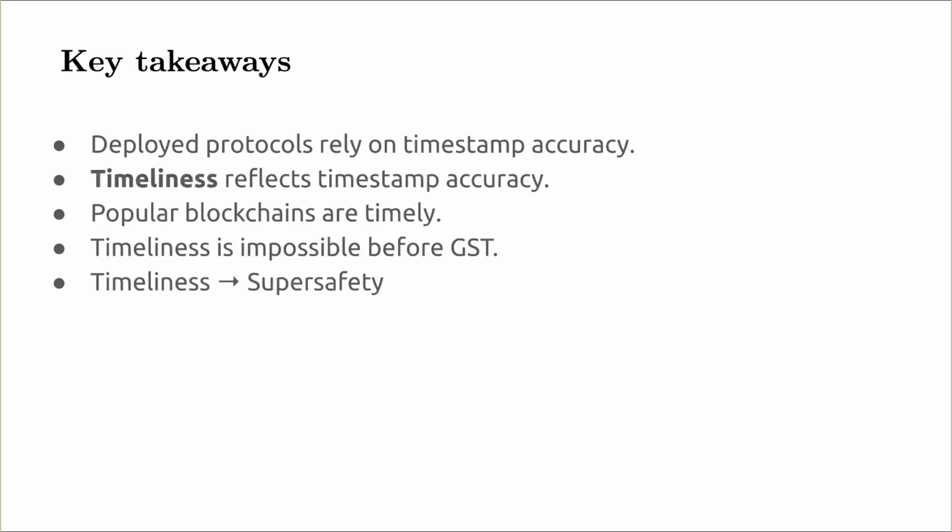Then we have our impossibility result. Timeliness is not possible before GST in the partially synchronous setting. This is because we don't have liveness before GST. And then timeliness can be reduced to super safety in a black-box fashion. So if we have a timely protocol, we can use a gadget and get a super safe flexible client, where all of these clients report the same stable chain at exactly the same time.